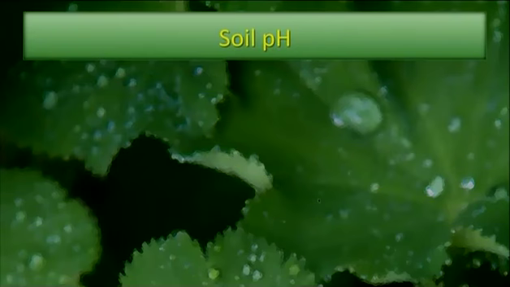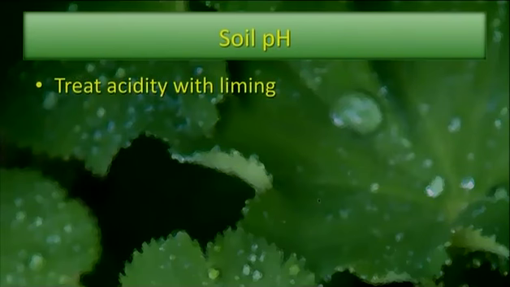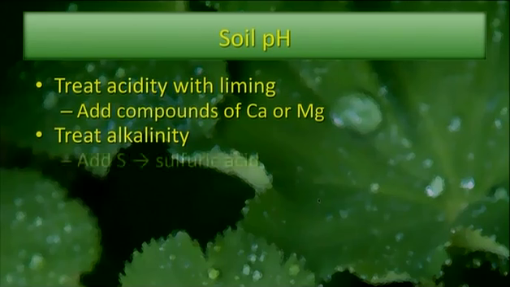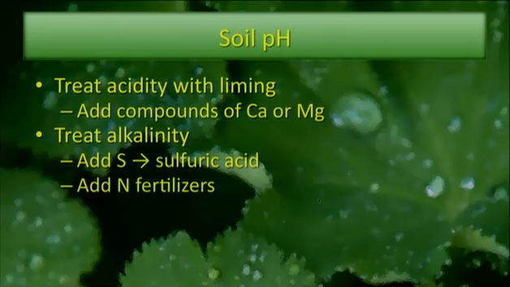So what do we do about this? We can treat acid soils with liming. What that means is that you add compounds of calcium or magnesium. And you can treat alkalinity by adding sulfur. The sulfur becomes sulfuric acid in the soil, or you can add nitrogen fertilizers.